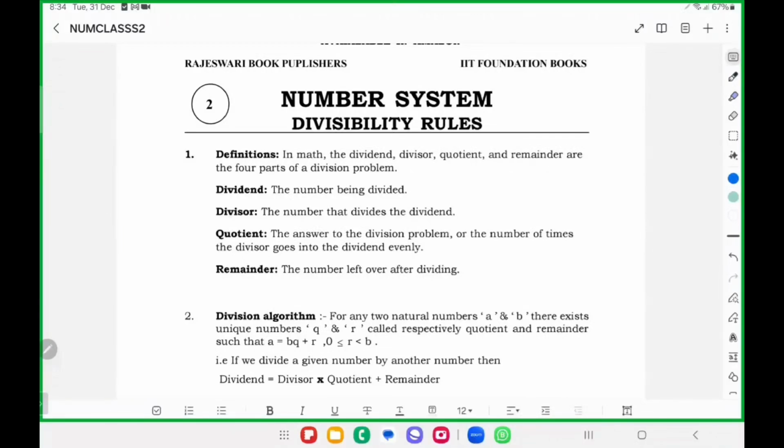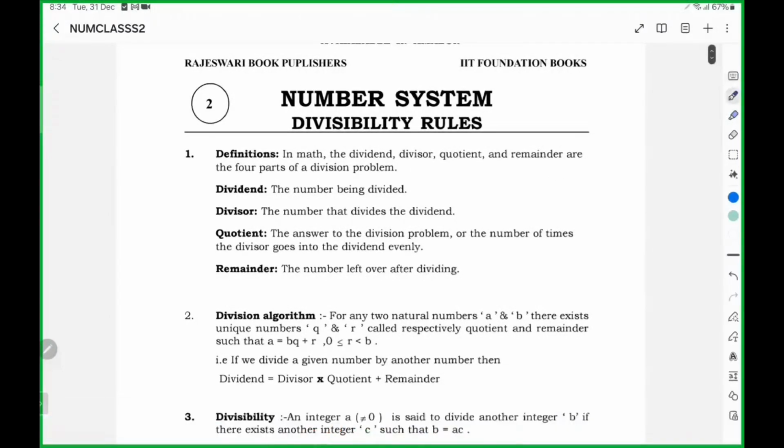Here, first of all, any number which you want to divide is called the dividend. Here, n is the dividend. You are dividing with some number, that is called the divisor. So, let us say you are dividing n with p, and this is the quotient. After dividing, you get some number here, the remainder.